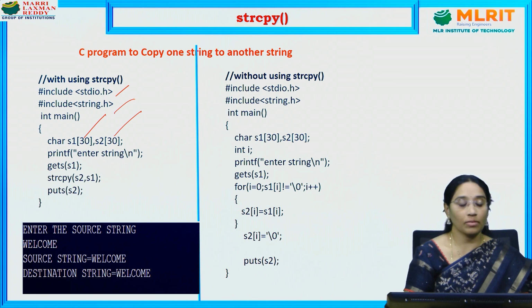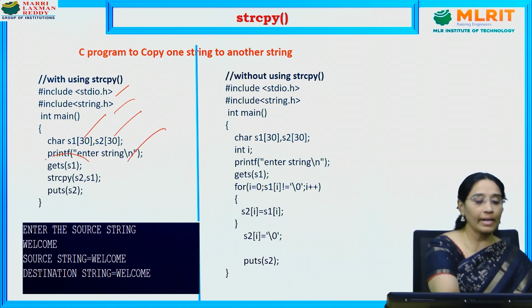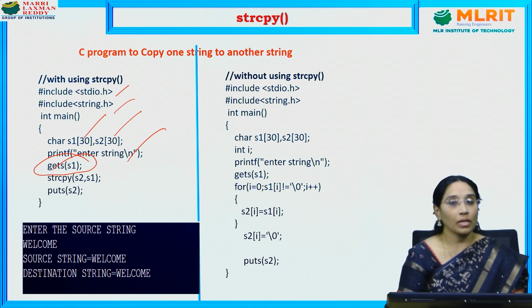The strcpy function is the one function we are using, and it exists in the string.h header file. So, we are taking 2 strings. printf "enter the string", gets of s1. gets is an input function that reads the string s1. I have given CSC in the string s1 in the previous example, so that will be read.